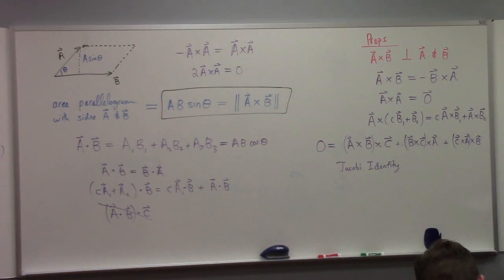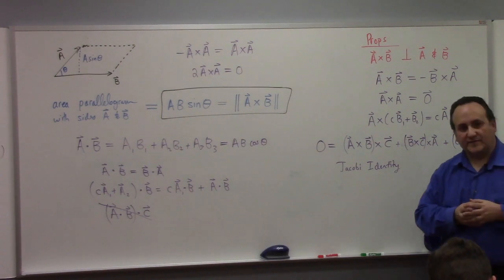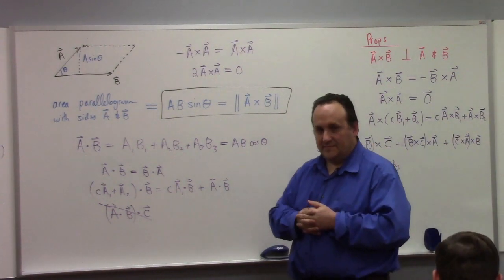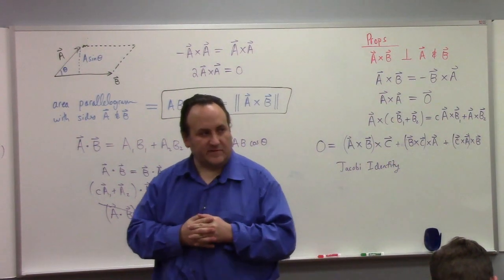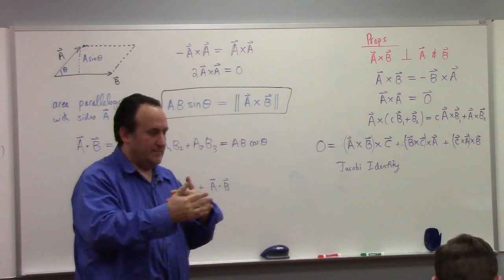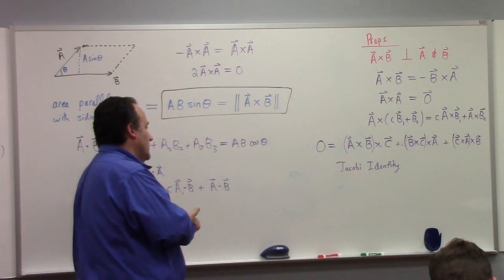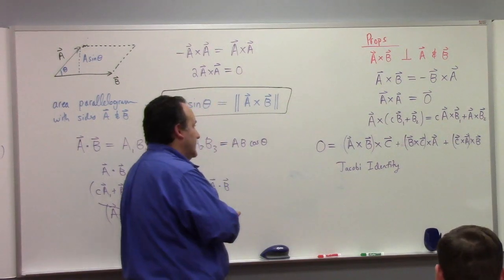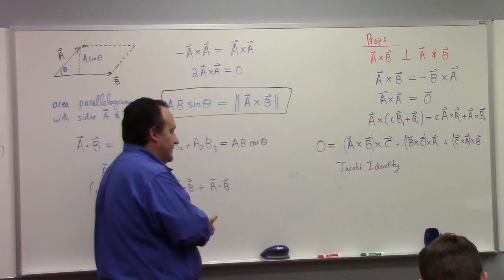If people ask me what's a non-associative product, one of my first examples is the cross product, and the second, much more low-level example is subtraction. Subtraction's not associative, right? You start thinking about it. Okay, so enough about that.